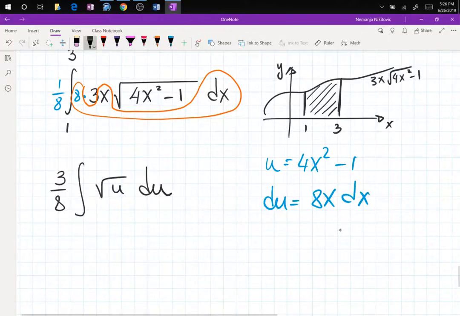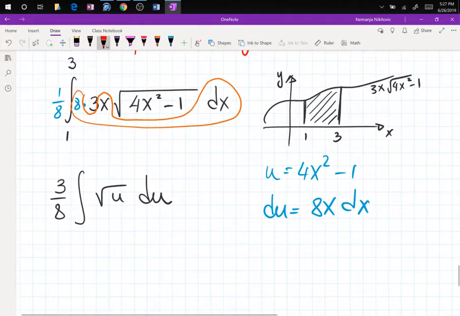All right guys, now is the new stuff. This is new. You have done your u sub for the function, and this is what we did yesterday. The new part is to change these limits 1 and 3 into the new limits over here that will correspond to those 1 and 3 but in the u domain.